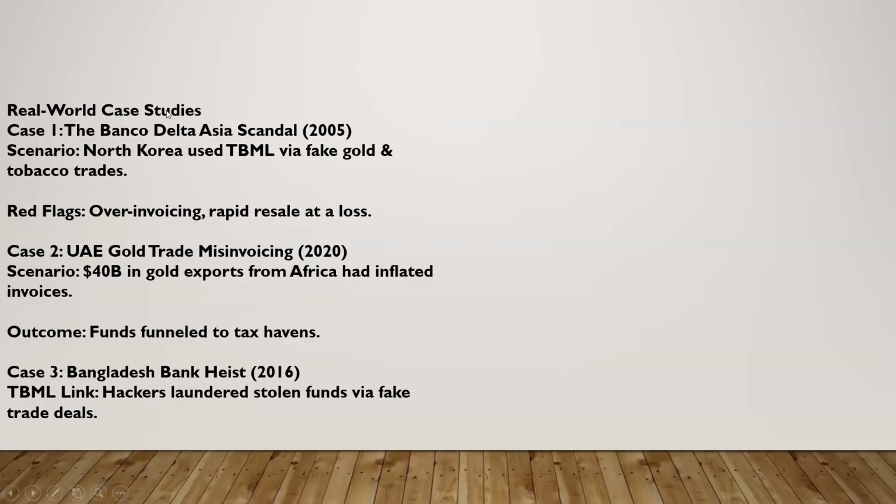In real-world cases, case one is the Banco Delta Asia scandal of 2005. In this, North Korea used this way through fake gold and tobacco trades, with over invoicing and rapid resale at a loss. Case two is the UAE gold trade misinvoicing in 2020. In this, $40 billion in gold exports from Africa had inflated invoices. The outcome was that funds were funneled to tax havens.